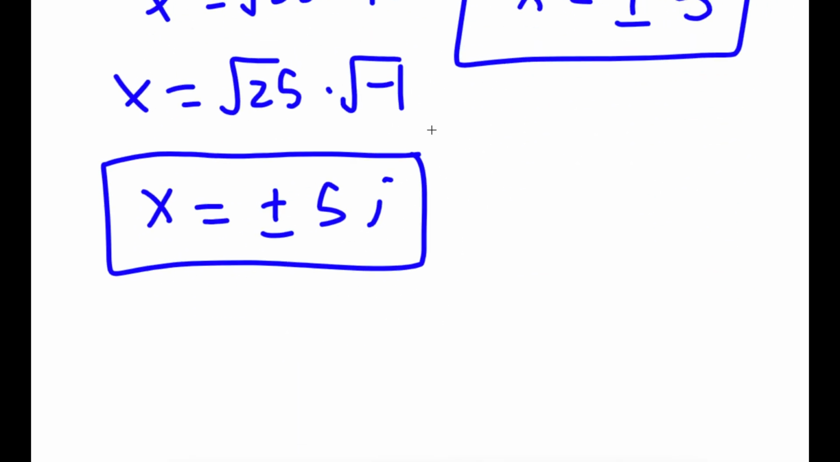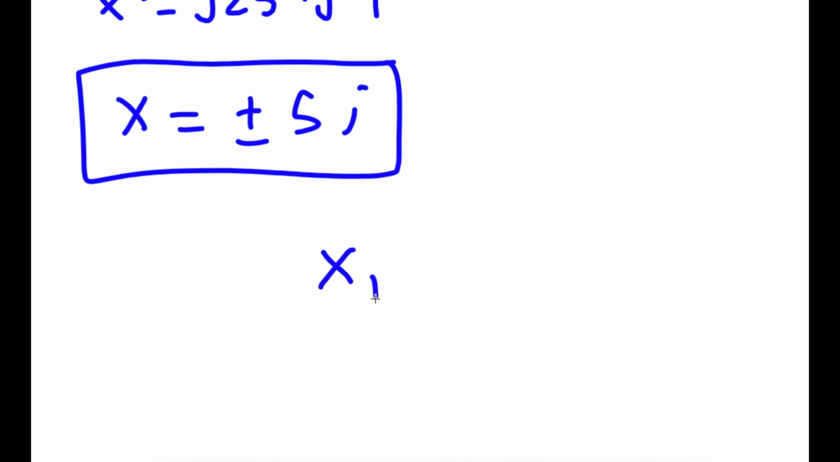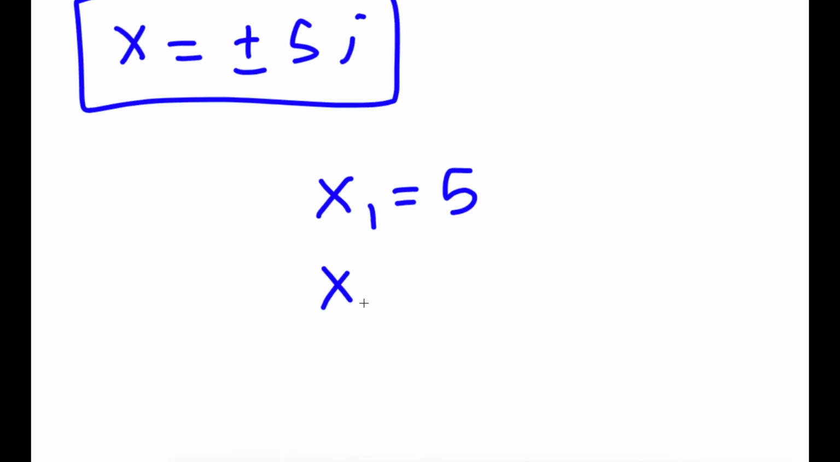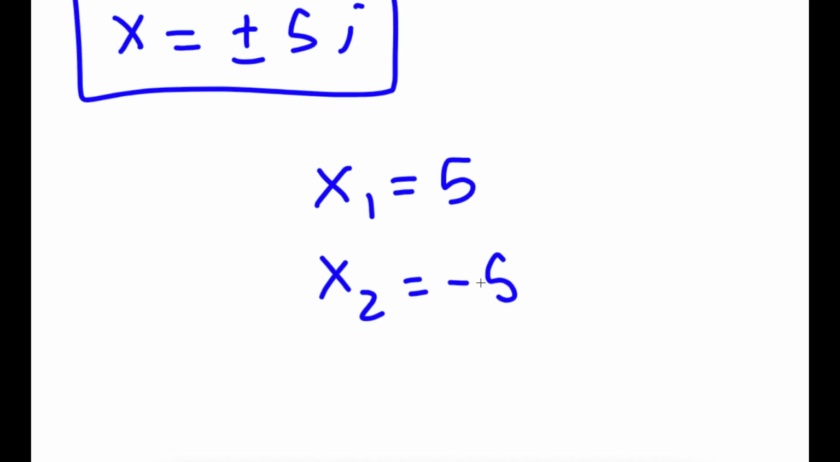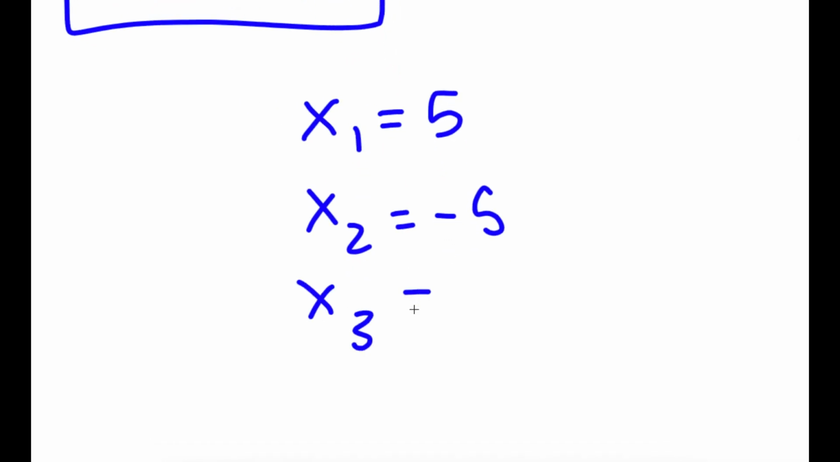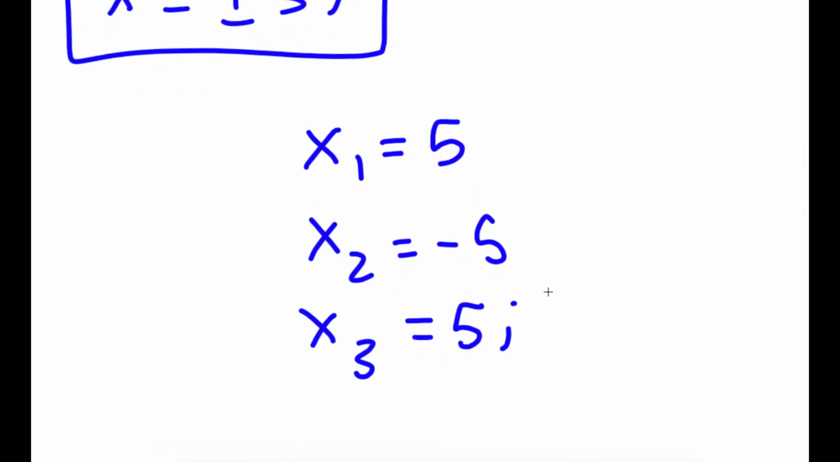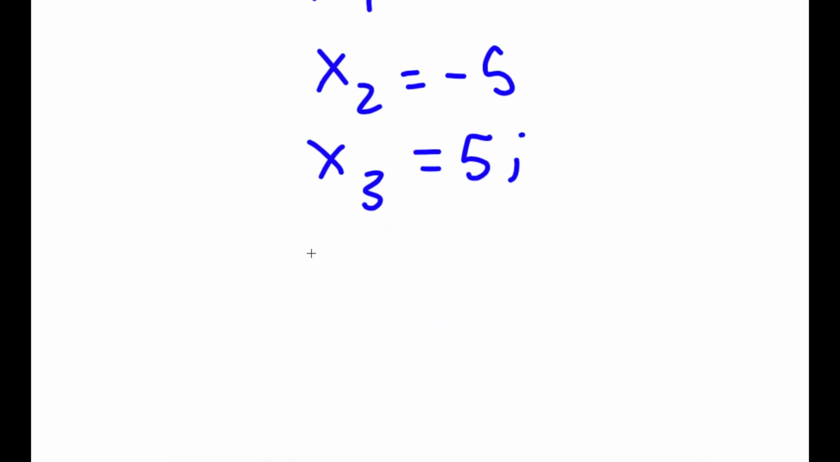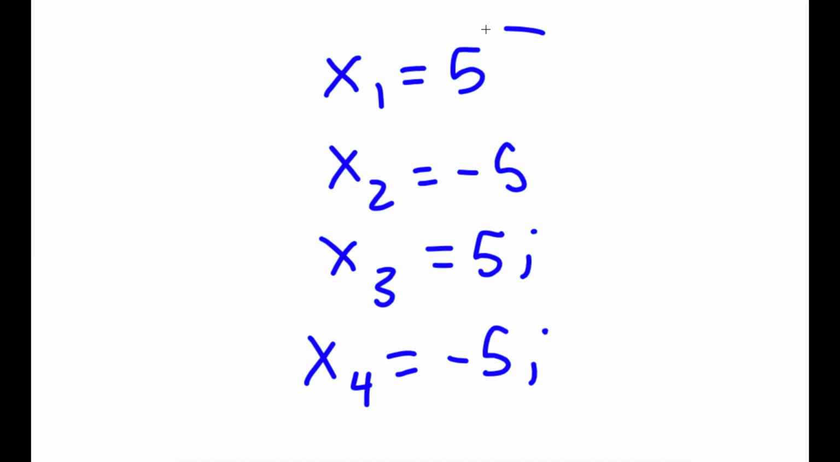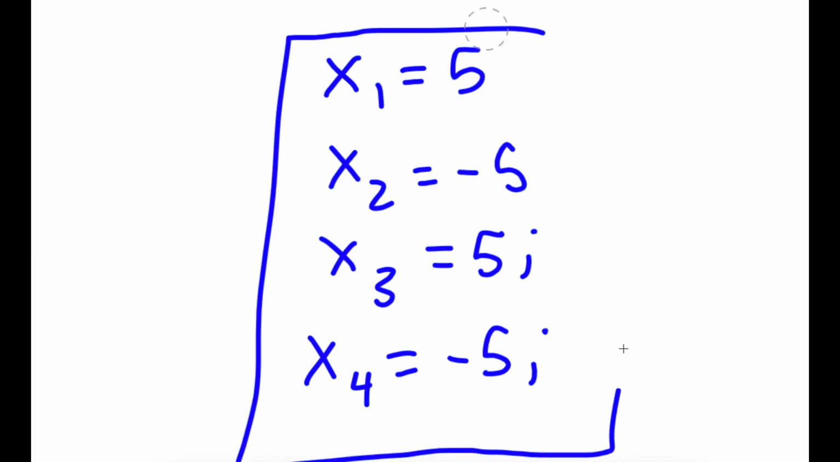So my four solutions to this problem are: first solution is 5. My second solution is negative 5. My third solution is positive 5i. And finally, my fourth solution is negative 5i. So these are my four solutions to this problem.